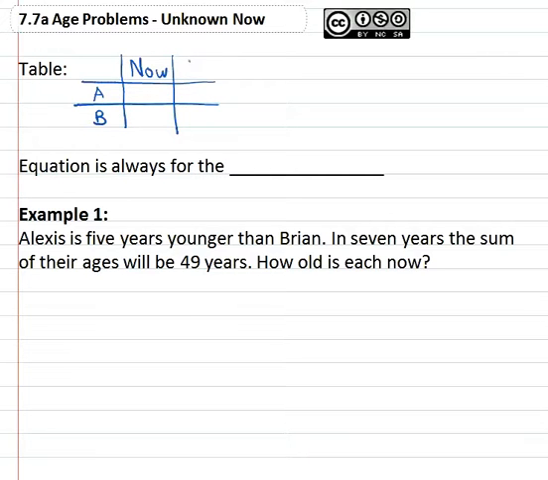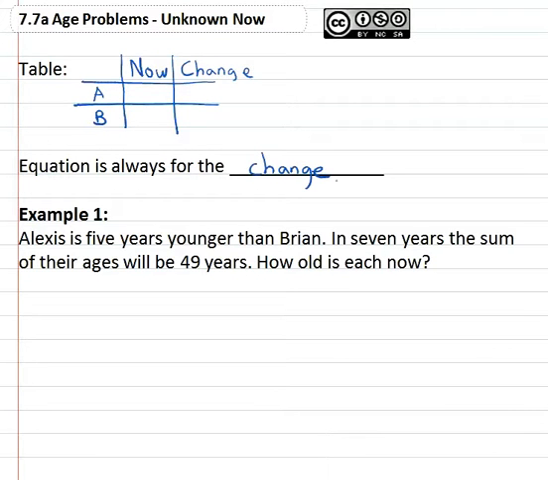And then in the last column, we're going to see some type of change occur in their age. Might be like +5 because we're going 5 years in the future, or -2 because we're going 2 years ago. Some type of change is going to be put in the last column. Often we'll be asked to find their age now based on a future situation, which means the equation is always for the change column.